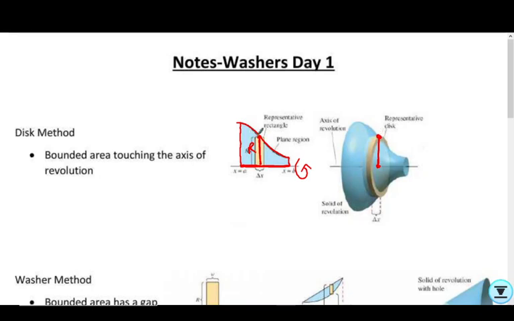Okay, so as this rectangle, and we started with rectangles when we did areas under curves, represents this cylinder here in my three-dimensional solid, we use the equation integral, which is just basically pi r squared, pi radius squared. Now, that's only if my bounded area is sitting on my axis of rotation.